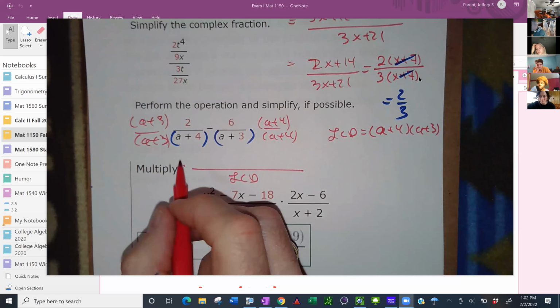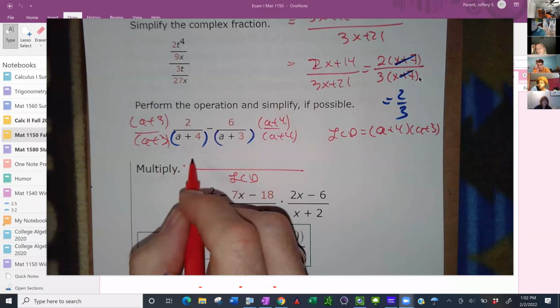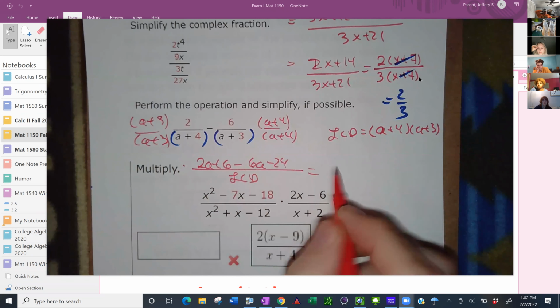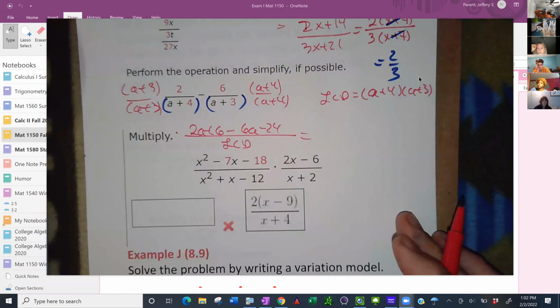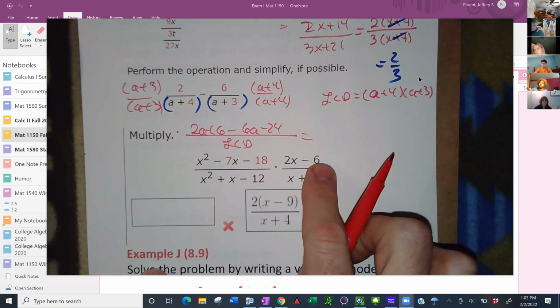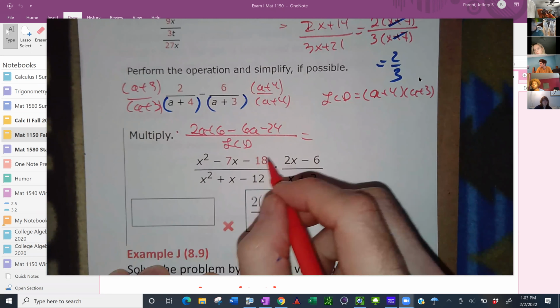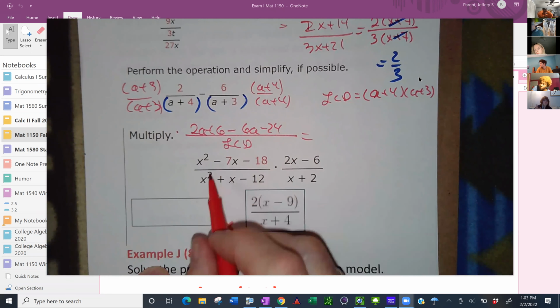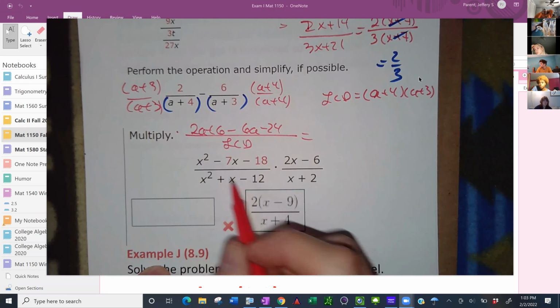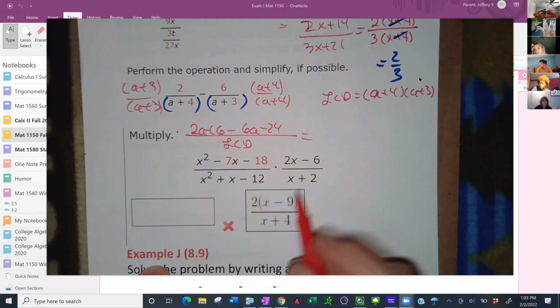So 2a plus 6 minus 6a minus 24, and then combine like terms. This one, you've got to do a lot of factoring first. So for instance, this numerator would factor as x minus 9 times x plus 2. And you have to factor this one and this one. When it's all said and done, there's your answer.